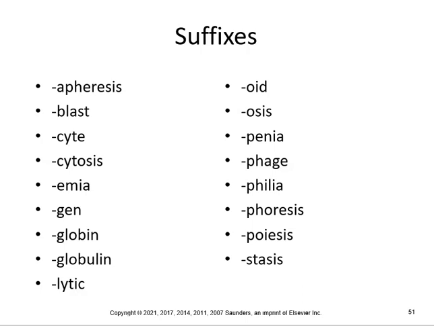Penia, granulocytopenia, pancytopenia. Penia would be deficiency. Eosinophilia, neutrophilia, which would be an increase in cell numbers.